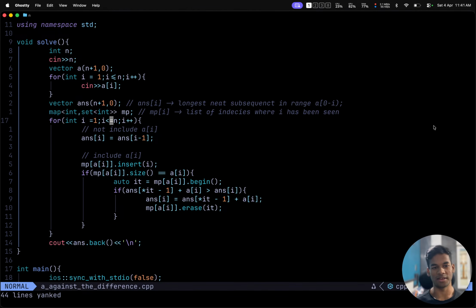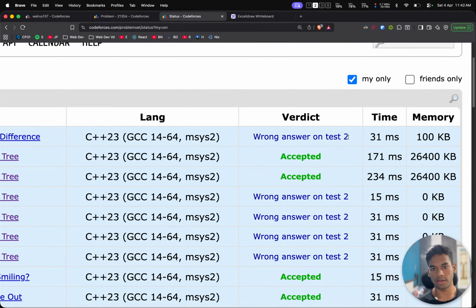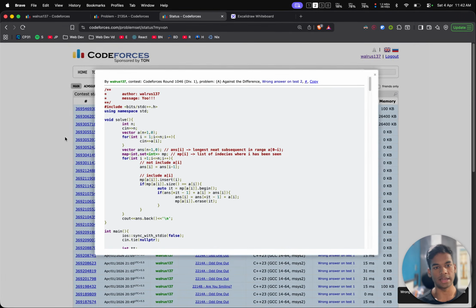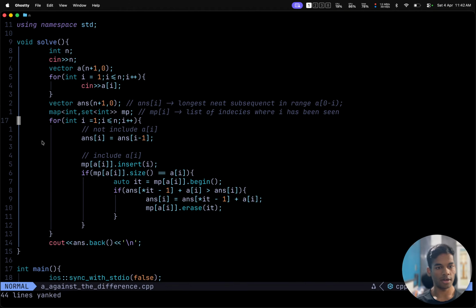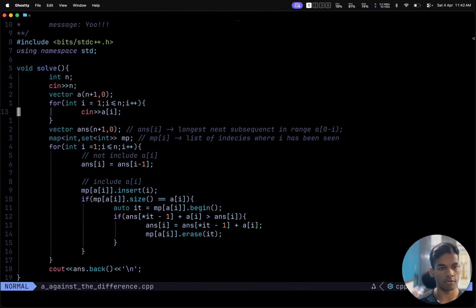Okay. Shit. What could be wrong? Now, we could either just look at what went wrong here by looking at literally what went wrong, but we are very good programmers, so we will look at the code and try to figure out what could have gone wrong.